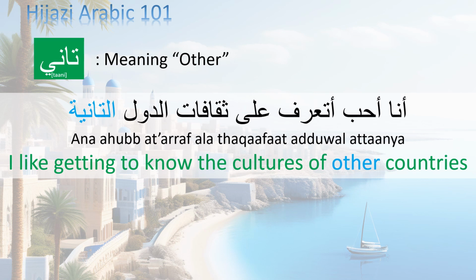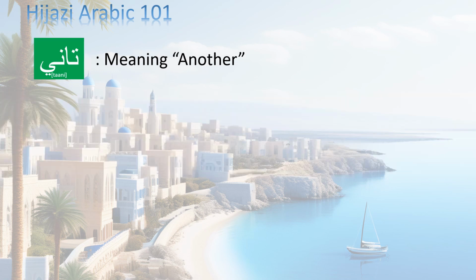And another example. أنا أحب أتعرف على ثقافات الدول التانية. I like getting to know the cultures of other countries. أنا أحب means I like or I love. أتعرف على is to get to know something. ثقافات is cultures. الدول is the countries. And التانية here means other. الدول التانية, other countries.